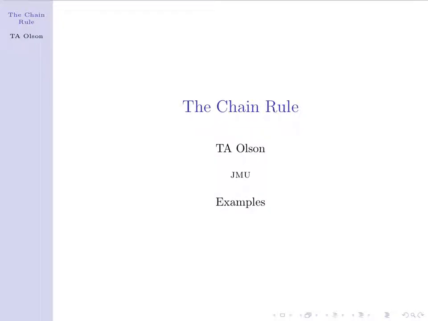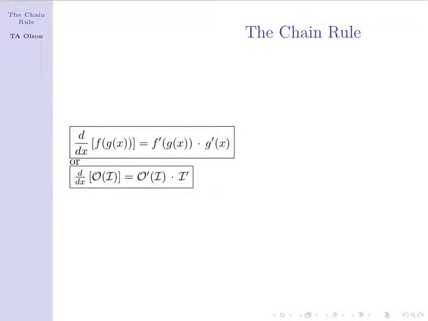In this video, we're going to do an example of using the chain rule. Our chain rule is we have an outside function and an inside function, outside, inside, and it's the derivative of the outside function with the inside intact times the derivative of the inside function.